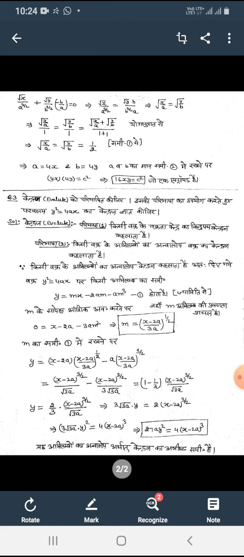Put the value of a and b in equation number 2. We find that 4x into 4y is equal to c square, which implies that 16xy is equal to c square, which is an asteroid.